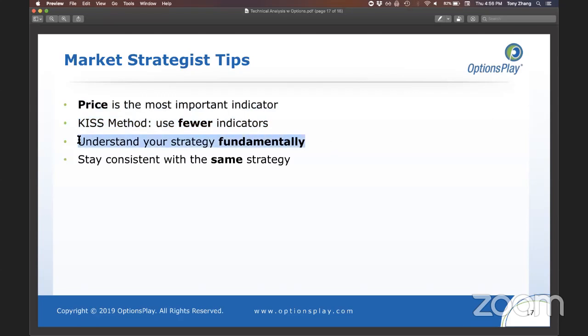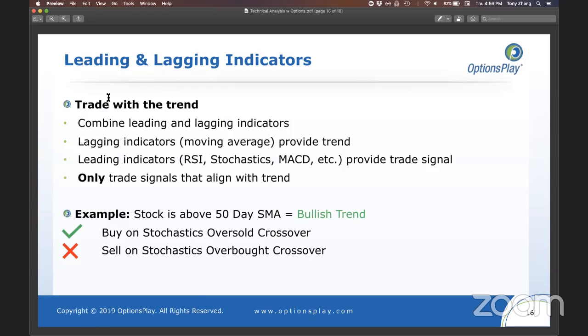And I can't speak highly enough of understanding your strategy fundamentally. If you're buying a strategy, or if you're using a strategy, make sure you understand why you're using that strategy. So for example, in my particular one here, trade with the trend, I think this is something that most people can understand.